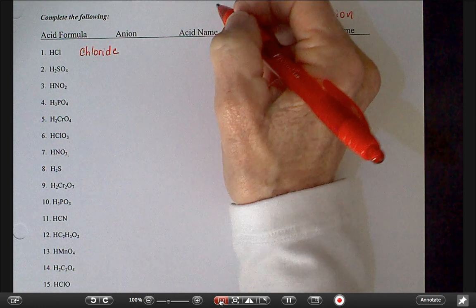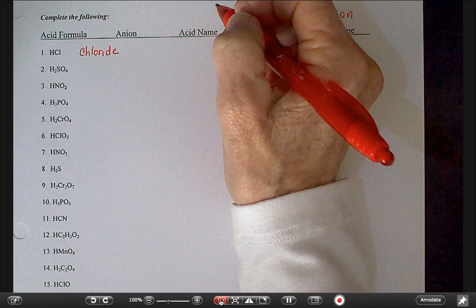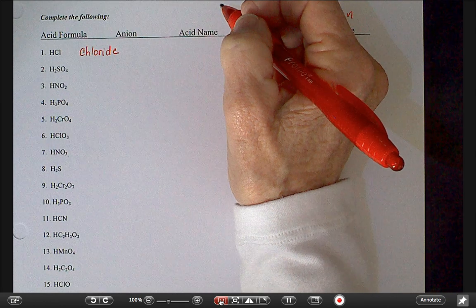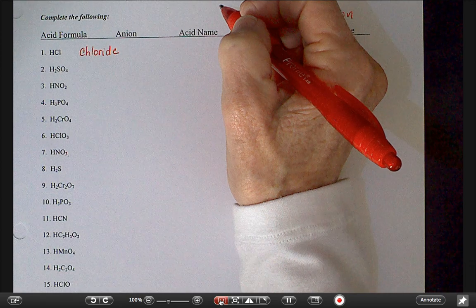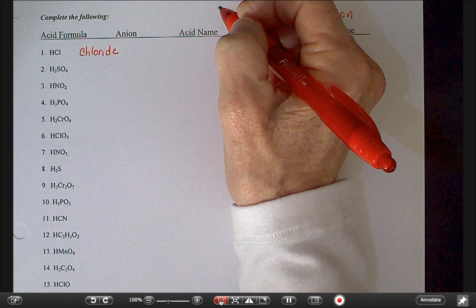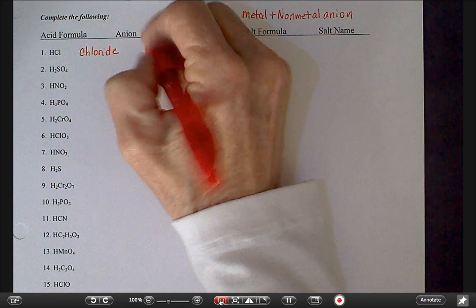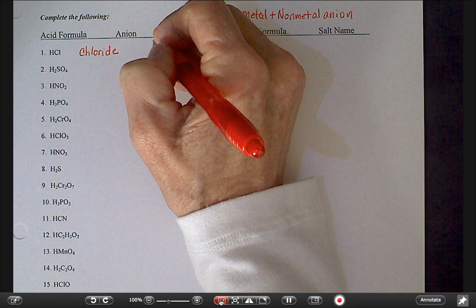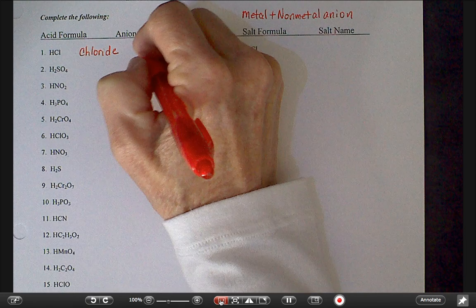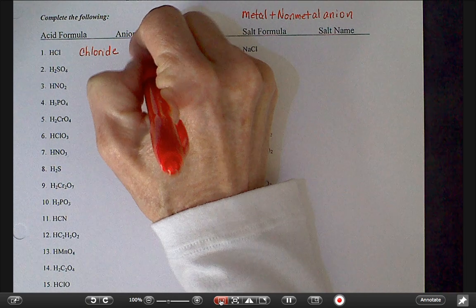Now then, acid name. Is that a binary acid? Yes. Two capital letters. What's its name? Hydrochloric. Remember, take IDE off and put on IC. Hydrochloric acid.